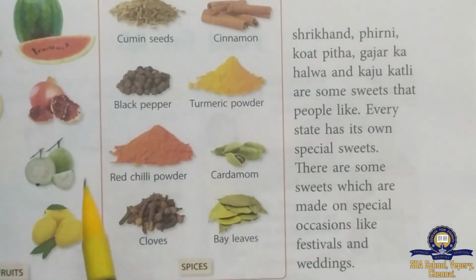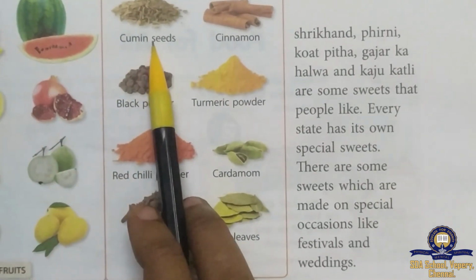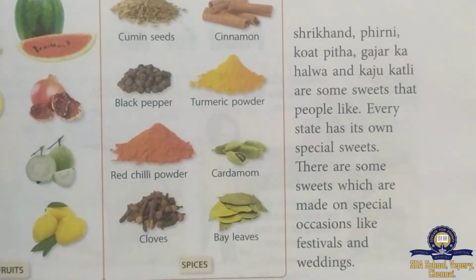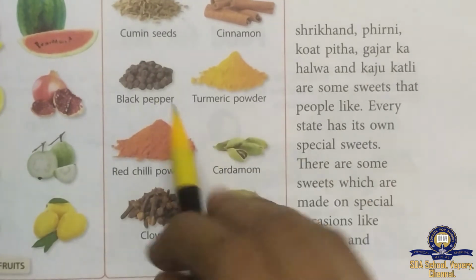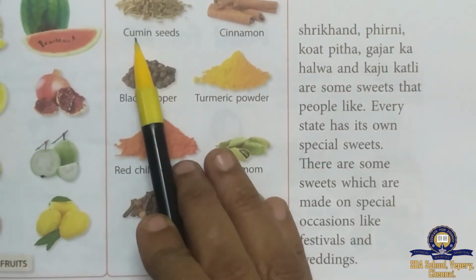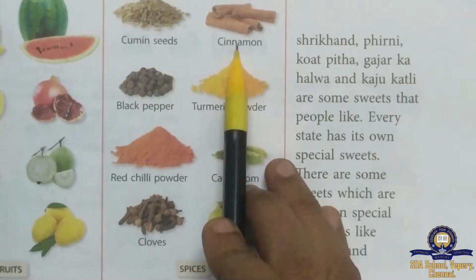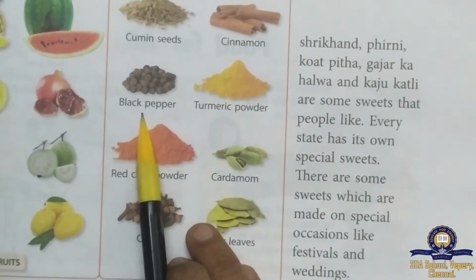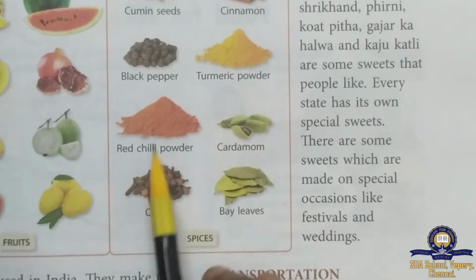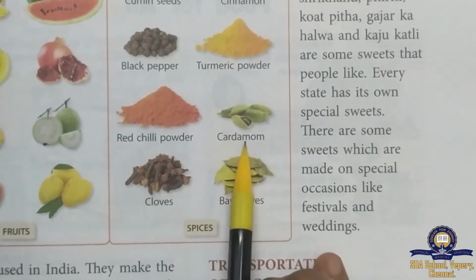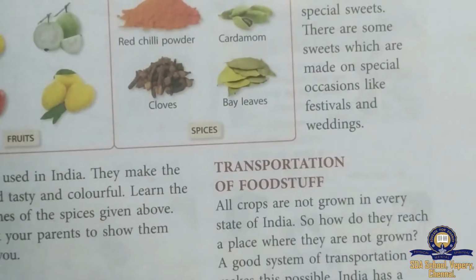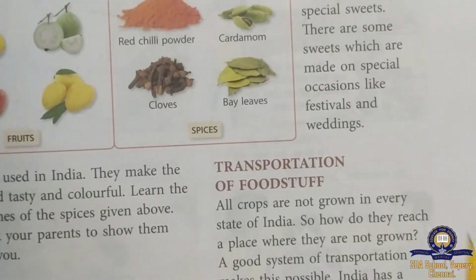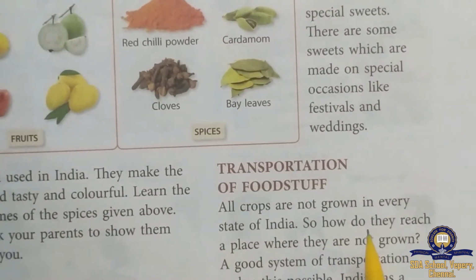For example, this is the cumin seeds. These are the spices, which add flavor, taste and aroma to the dishes. These are some spice names: cumin seeds, cinnamon, black pepper, turmeric powder, red chili powder, cardamom, cloves and bay leaves. These are a few examples of spices.